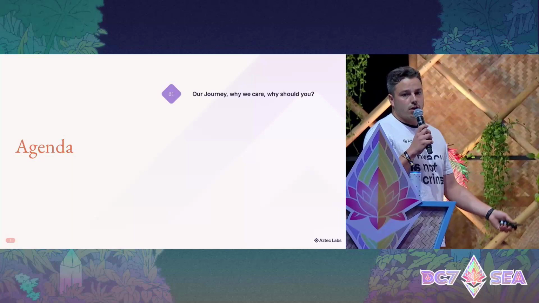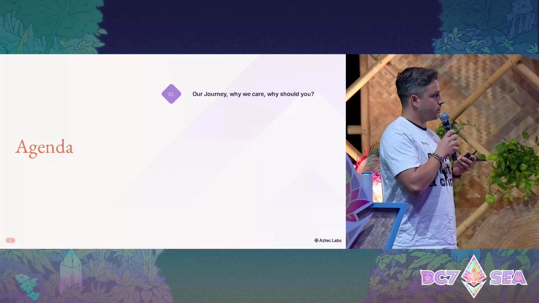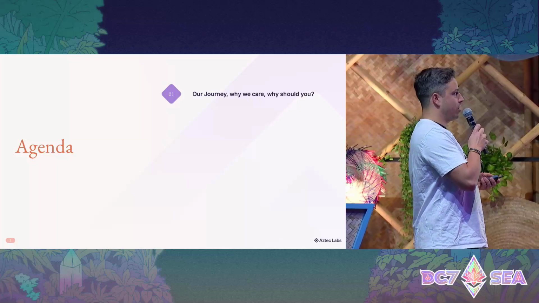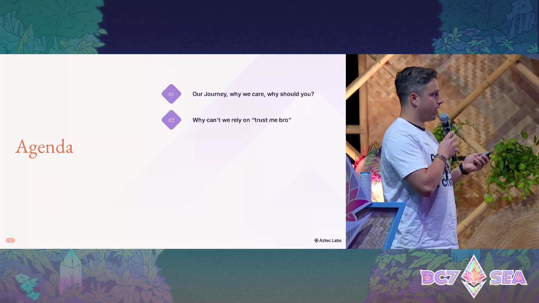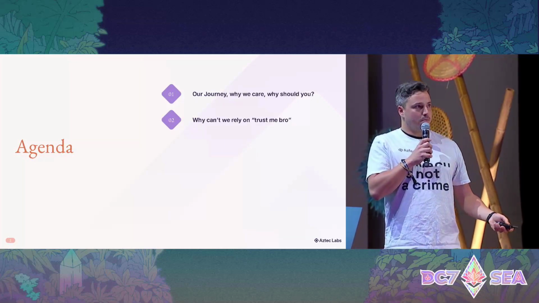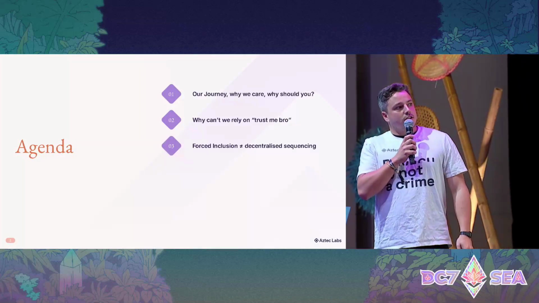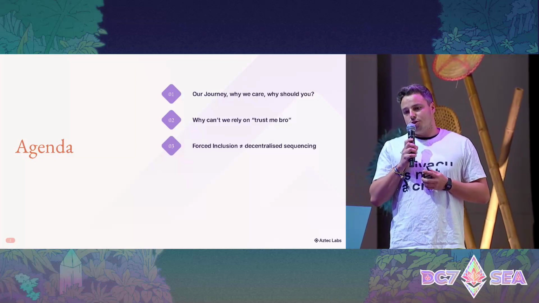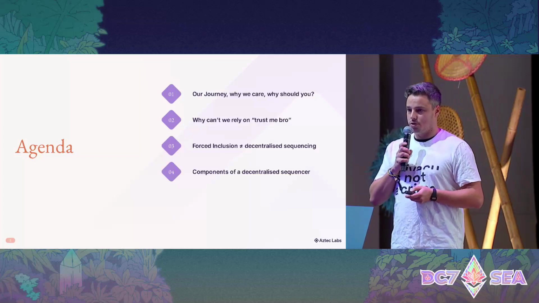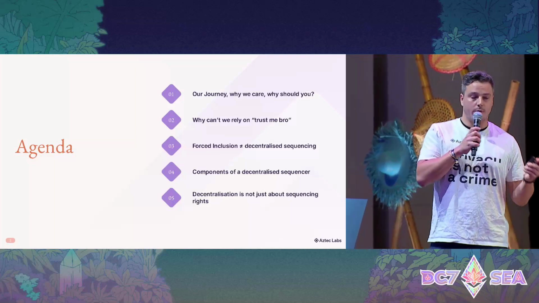So first of all, we're going to look a bit at the journey that Aztec's been on, what we've learned, and I'm going to try and convince, hopefully, the L2s in the room, people who work at L2s, to care, and I'll also talk about why we care. We'll talk about why we can't rely on Trust Me Bro. This is a bit of a pet peeve of mine, but we'll go into that in a second. We'll debunk the myth around forced inclusion being the same as decentralized sequencing. We'll look at the different components of a sequencer, and then, decentralizing a sequencer is just the beginning, and hopefully we'll have time for questions.